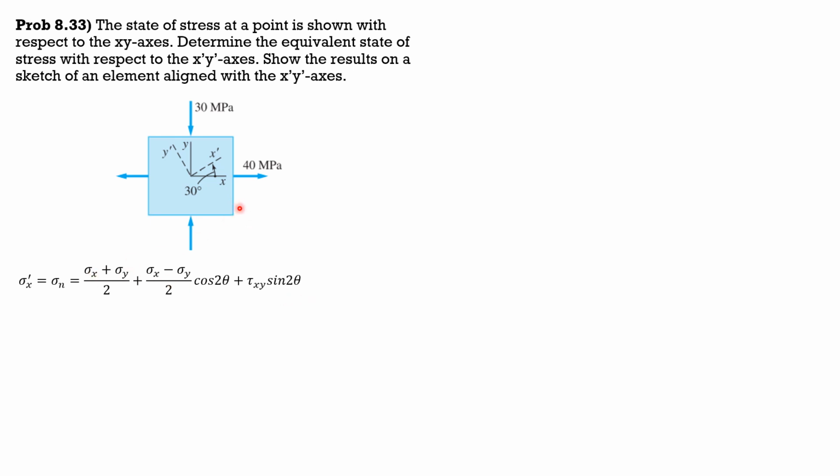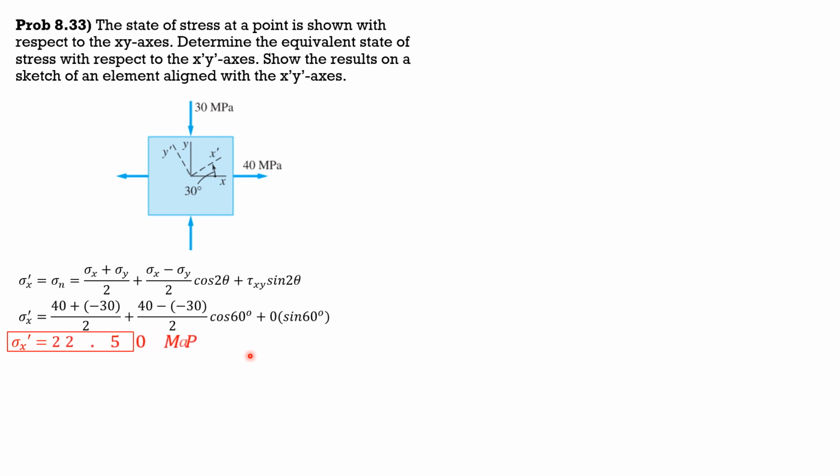So substituting with sigma x positive 40 and sigma y, because this is compression, negative 30, tau xy is 0, and 2 theta would be 2 times 30, so 60 degrees. So 40 plus negative 30 over 2 plus 40 minus negative 30 over 2 cosine of 60 degrees plus 0 sine of 60 degrees. So from here we can solve sigma x prime equal to 22.5 megapascal, so it is positive, so it is in tension.